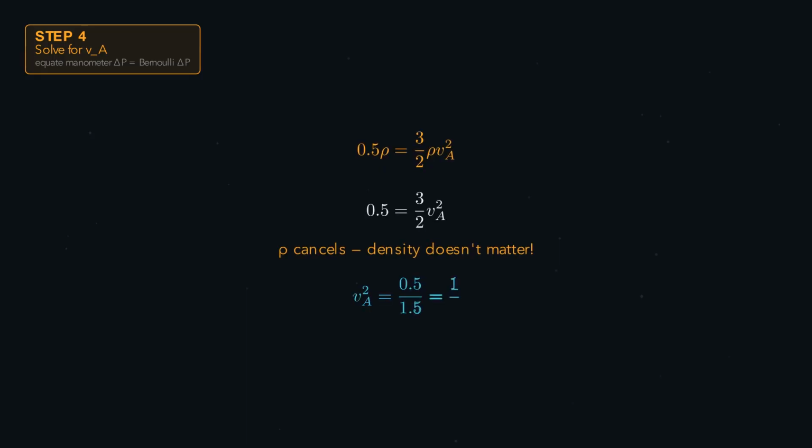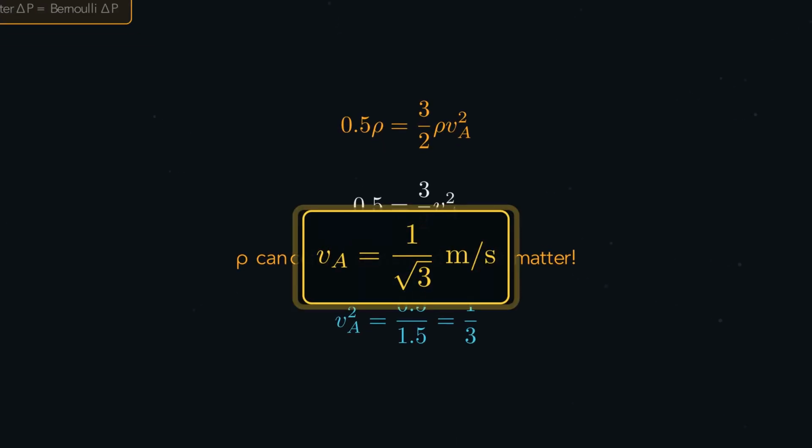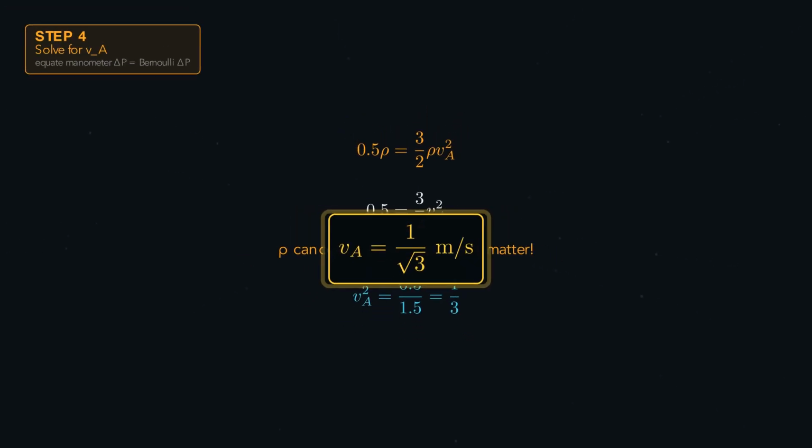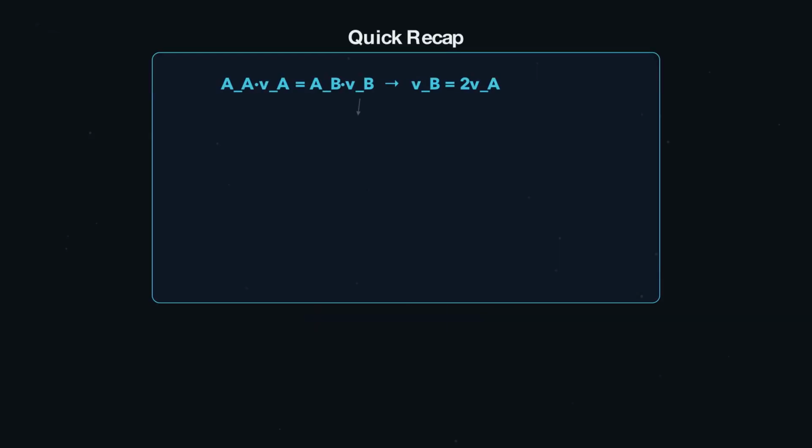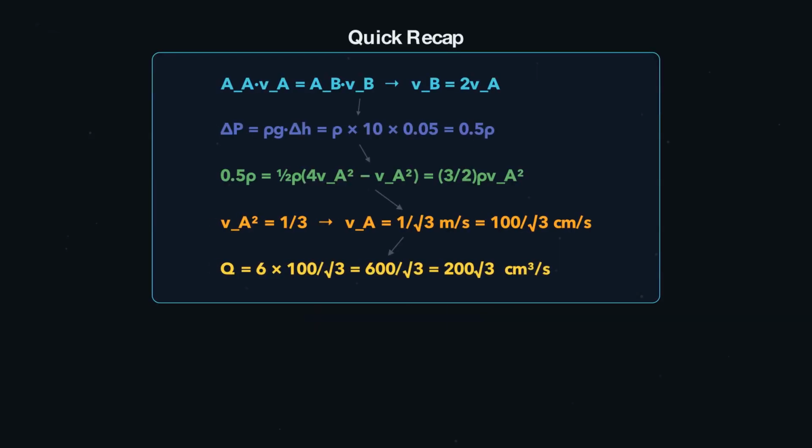Step 3. Solve for the velocity. Setting the manometer pressure equal to the Bernoulli pressure difference and substituting the velocity ratio, we get V_A squared equals 1/3. So the velocity at A is 1 over root 3 meters per second. Now the flow rate. Multiply the area at A, 6 square centimeters, by the velocity, converted to centimeters per second. 6 times 100 over root 3 gives 600 over root 3, which simplifies to 200 root 3.